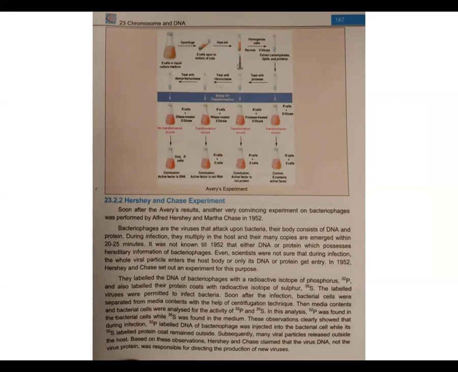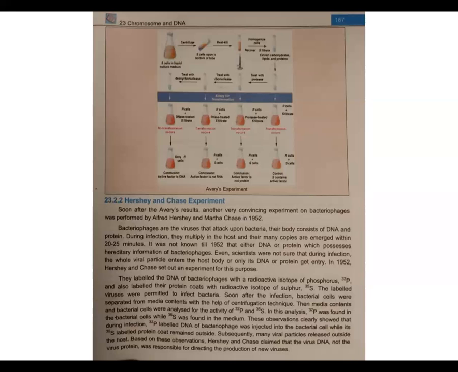information. So they carried out an experiment in which they labeled the DNA of bacteriophages with the radioactive isotope of phosphorus, P32, and also labeled their protein coats with the radioactive isotope of sulfur, S35. The labeled viruses were then allowed to infect bacteria. Soon after, the bacterial cells were separated from the media contents with the help of a centrifuge technique.